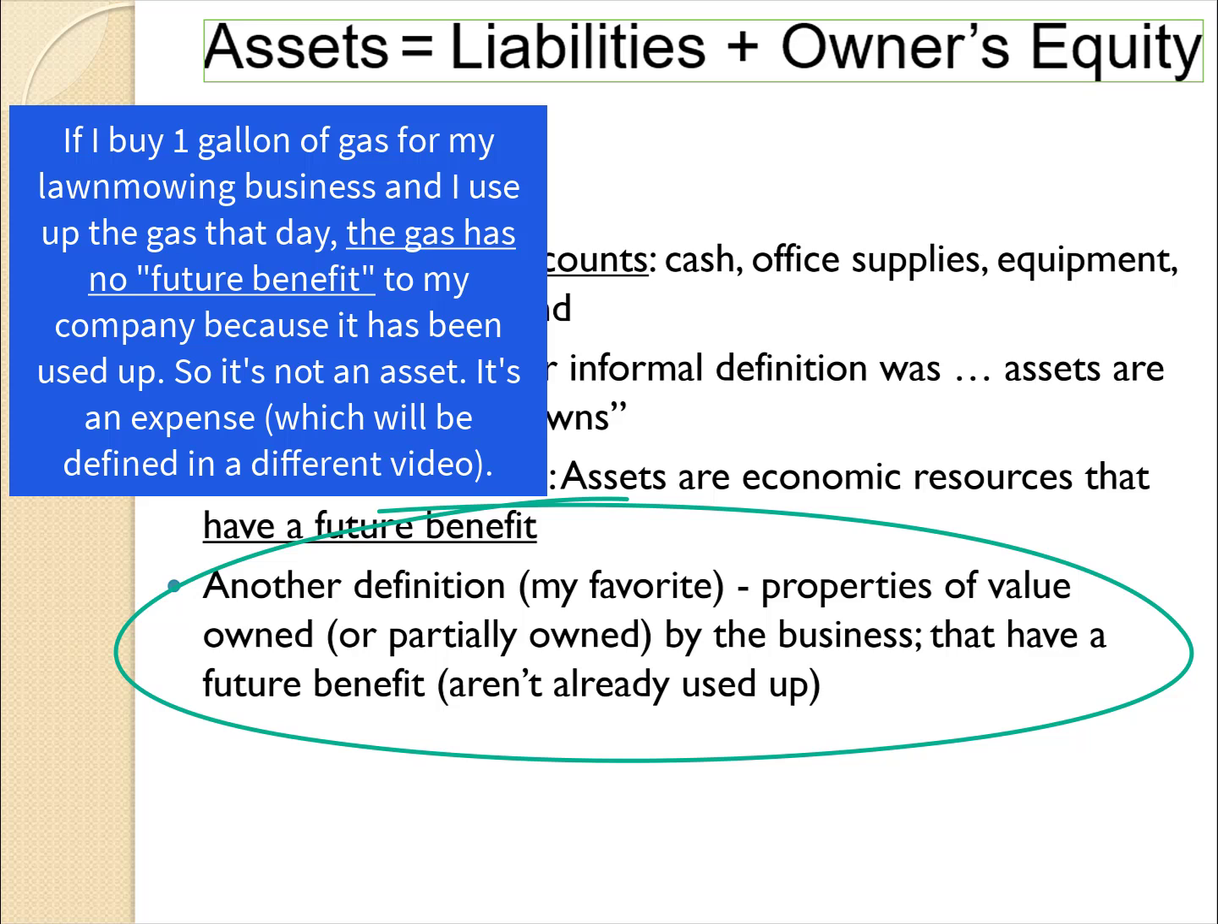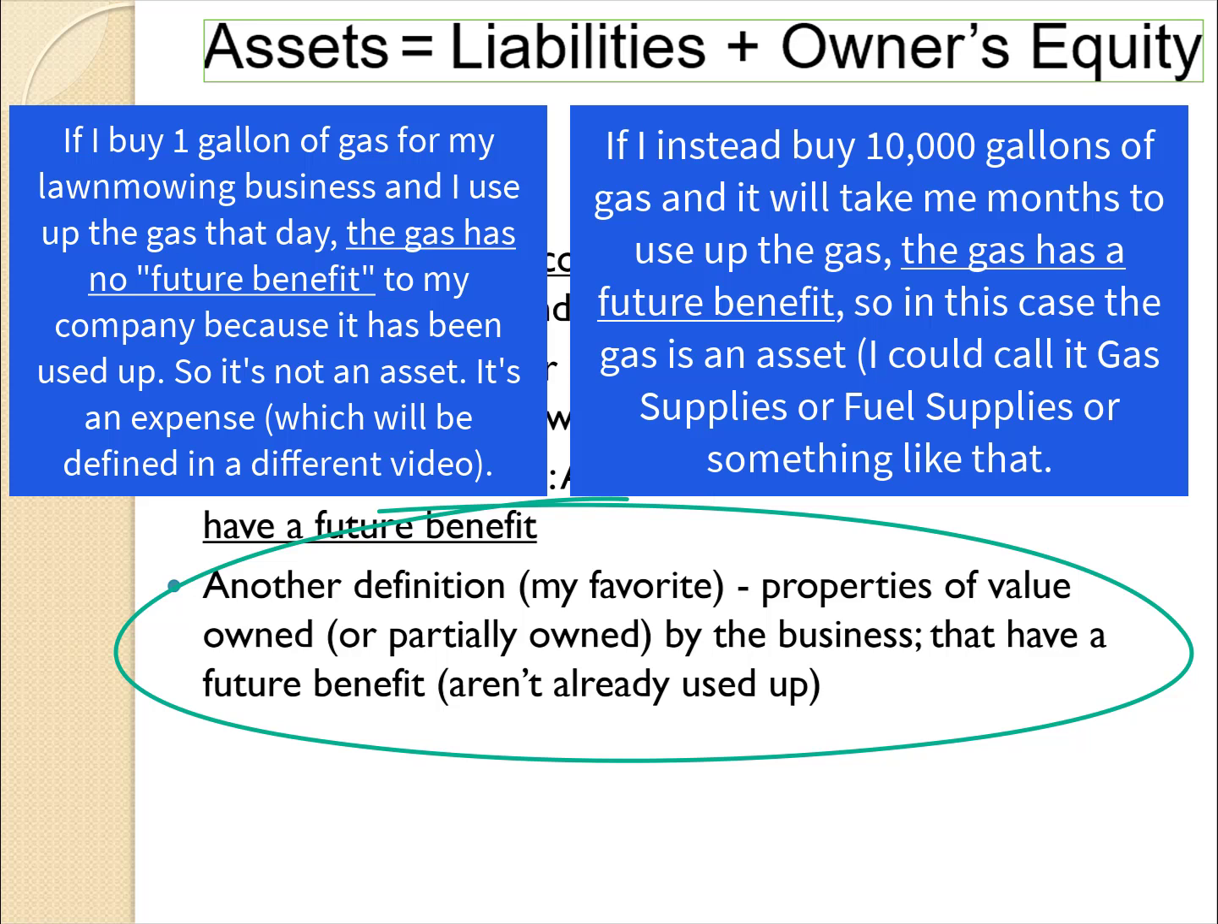And we'll define expense later. But let's say I get tired of walking to the gas station every day and getting 1 gallon of gas. Let's say I go to the gas station and I get 10,000 gallons of gas and I put it in a tank. So those 10,000 gallons will take me a long time to use up. So do they have a future benefit? Yes. So because they have a future benefit, those 10,000 gallons of gas would be considered an asset.